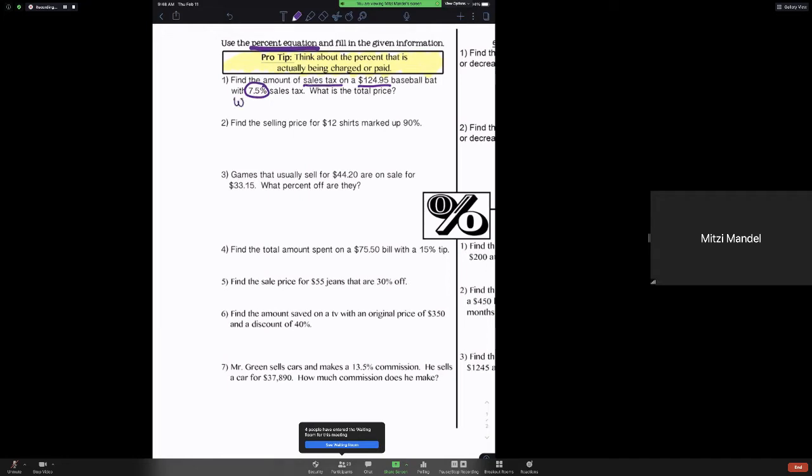So I want to know, what is 7.5% of 124.95? So I'm going to just translate that into an equation. Remember, when you take the percent sign off, you have to move the decimal 2 places to the left. Of means multiply, and you are allowed to use your calculator as long as you show your work. So I'm going to do 0.075 times 124.95, which gives me this number.